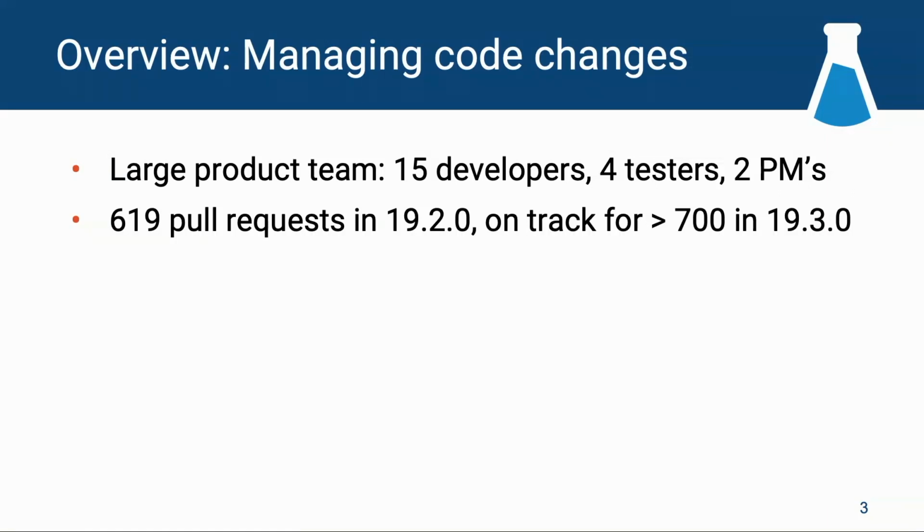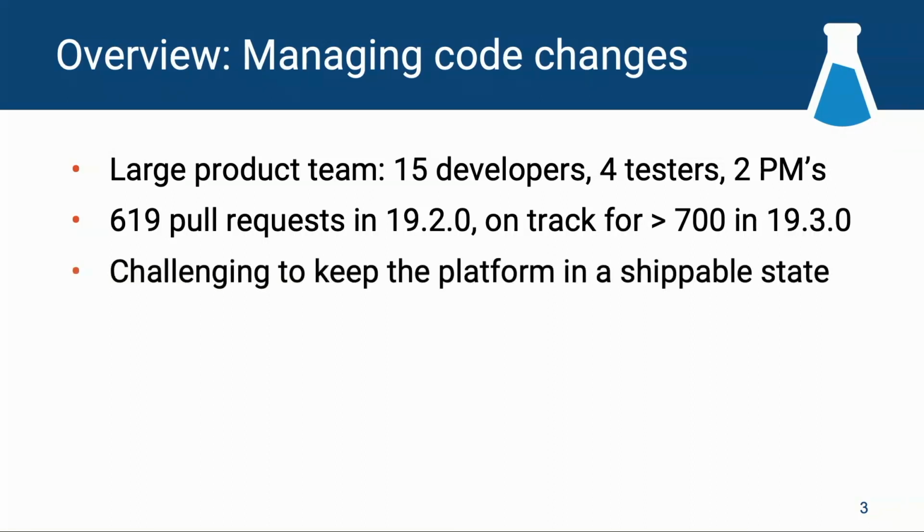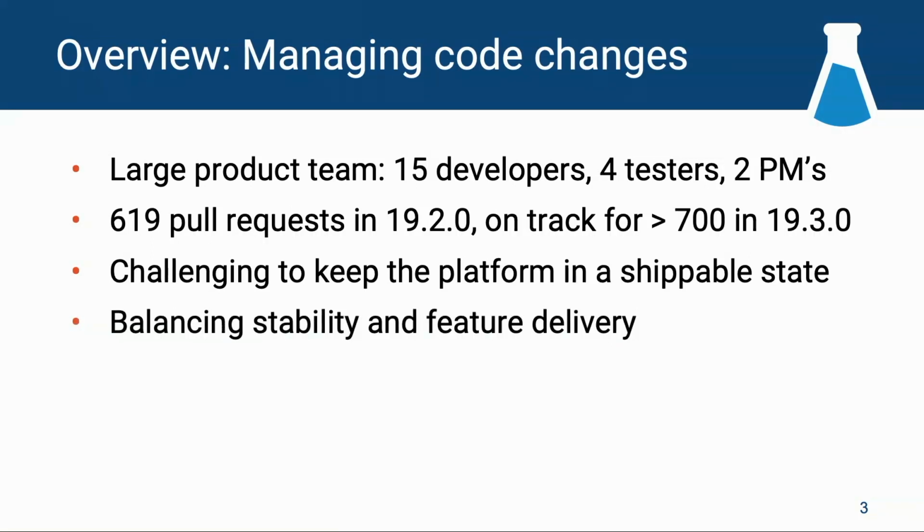For 19.3, which is our current release, which we'll release in November, we will exceed that. We'll probably be north of 700 pull requests. So it's a lot of changes. It's very challenging as an organization to absorb that many changes and to keep the platform stable. But at the same time, we want to make changes. We want to get new functionality. So how do we do this in a maintainable and stable fashion?